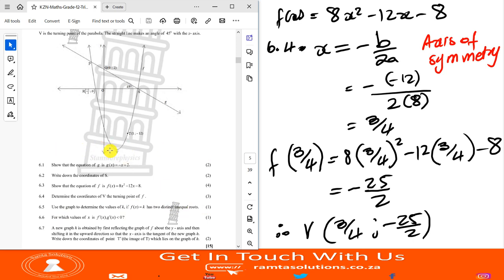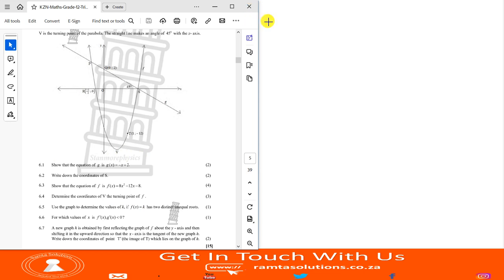At this point here, you guys can see the cursor, meaning at y equals negative 25 over 2. Remember, this point has coordinates 3 over 4 and negative 25 over 2. The x value is 3 over 4. The y value is negative 25 over 2. So this k value, let me go to the next page. 6.5, f of x is equal to k. This k value is a y value.